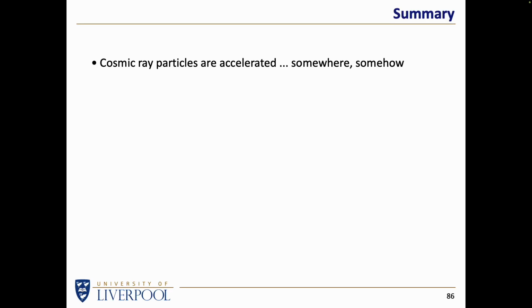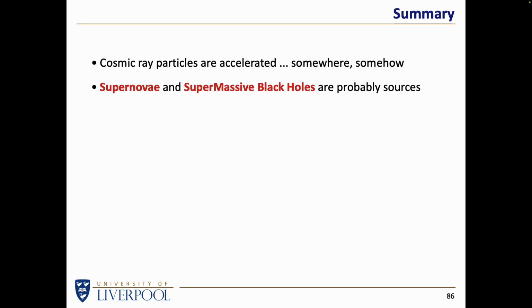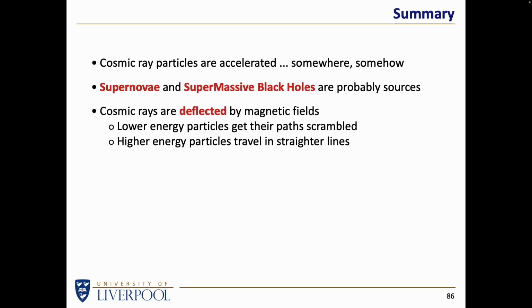So we know that cosmic rays, to summarize, are accelerated somewhere, somehow, but we don't really know. Supernovae and supermassive black holes are probably sources, but maybe they're not the only sources. Maybe there's something out there that we've missed. We know that cosmic rays are charged particles, therefore they're deflected by magnetic fields. We would expect the low energy ones to be very much scrambled in terms of their paths. We would hope that the highest energy ones don't have their paths scrambled quite so much, but it's not altogether obvious. Some particles make it past the protection of the Earth's magnetic field.